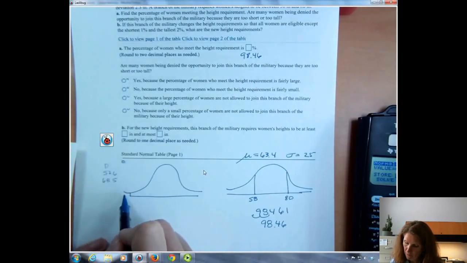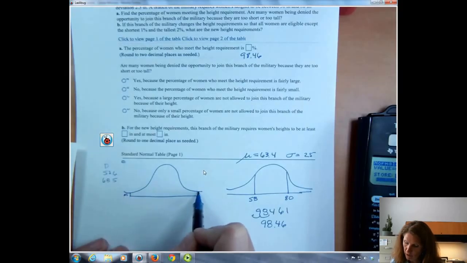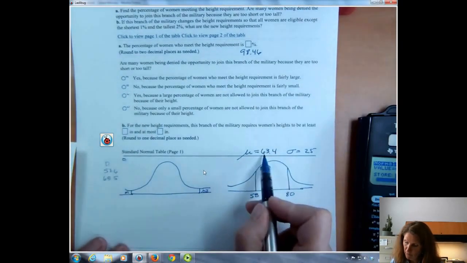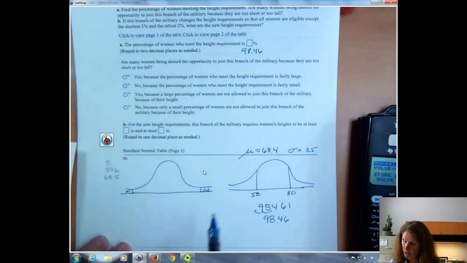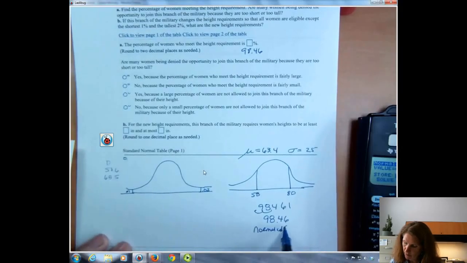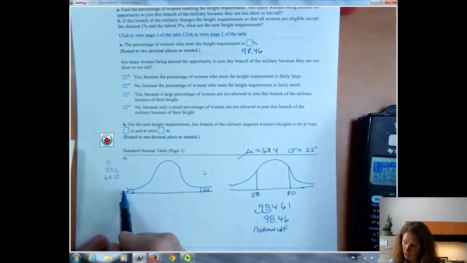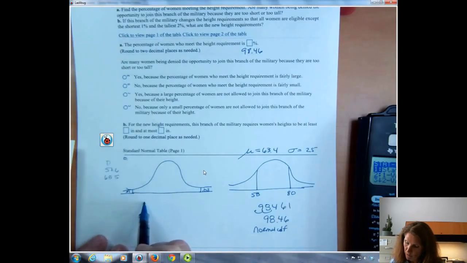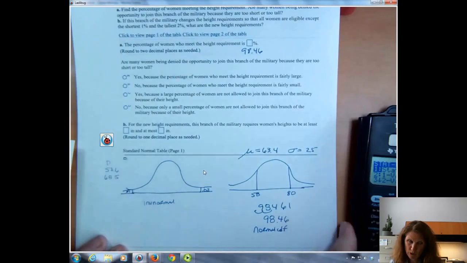We now have 1% or 0.01 over here and 2% or 0.02 over here that we're not letting in. And so we know we still have a mean of 63.4 and a standard deviation of 2.5. Here we were looking for the percentage, so we used Normal CDF. Here we have the percentage and we're looking for that score down here, so we would say inverse normal. We're going to do it twice because we have 2 different values, right?